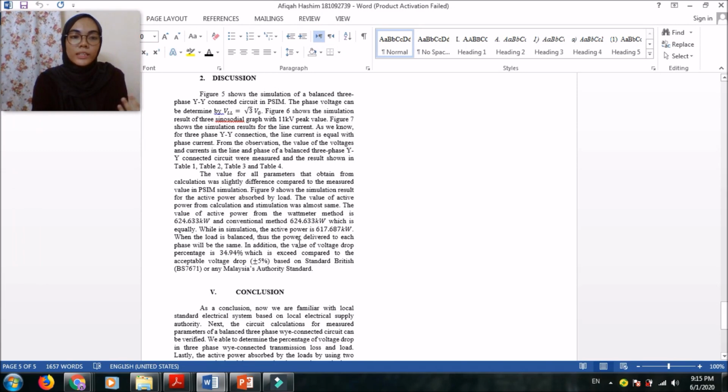Okay, so in addition, the value of voltage drop percentage is 34.94%, which exceeds the acceptable voltage drop of plus minus 5% based on the British standard BS 7671. Maybe my voltage drop is not okay.